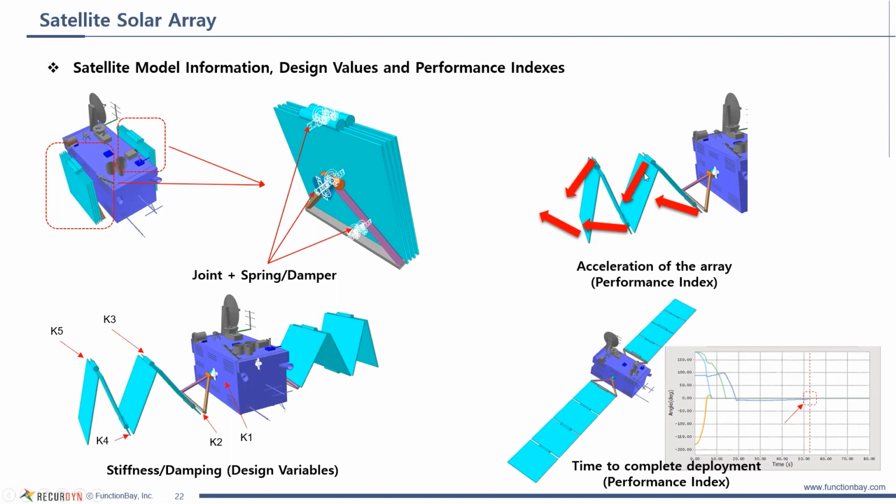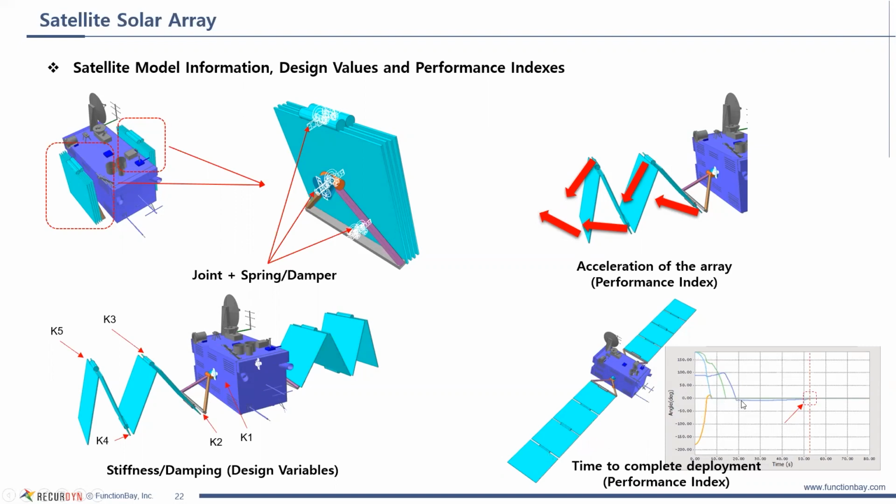And then the performance indexes that we're measuring in the simulations are the acceleration of these points in the system, and also the time to deployment. So this is a plot of the angles between each of the solar panels.